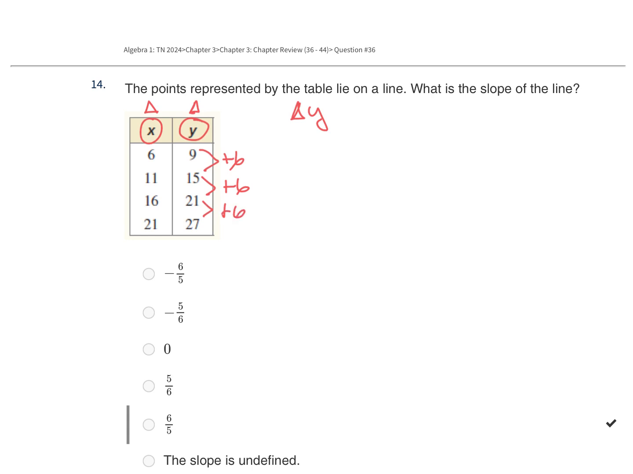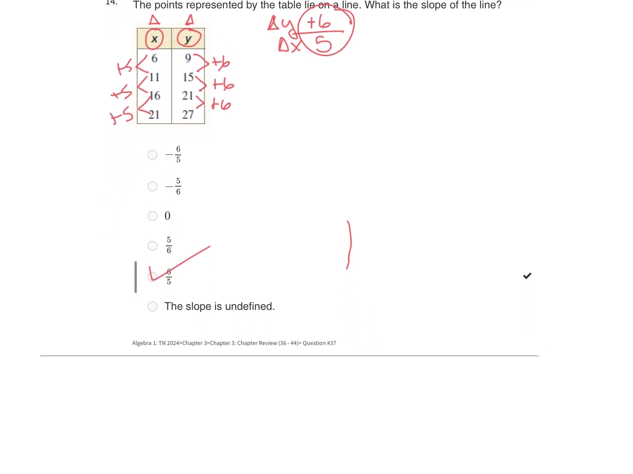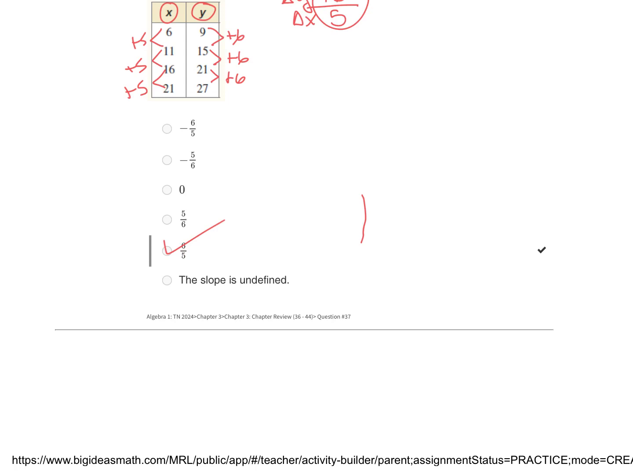Okay, so that's constant. Remember, a linear has to be constant. And then my change in my x's looks like we're adding 5 each time. So it's 5. So my slope is 6/5. Okay. Is there any others on this page? No.